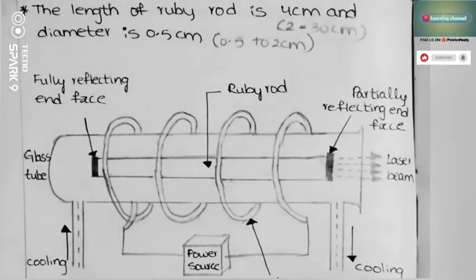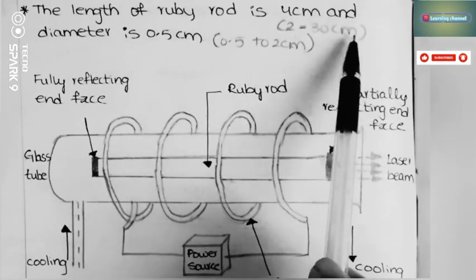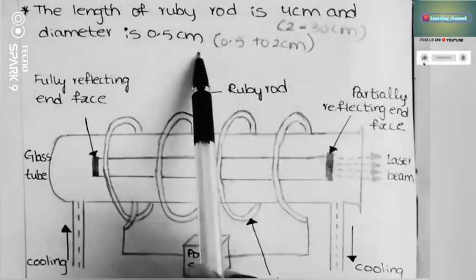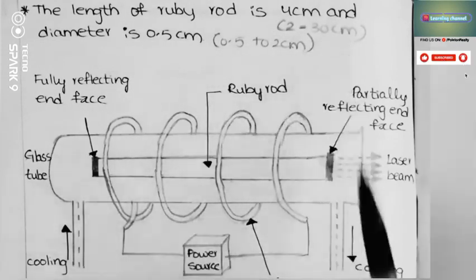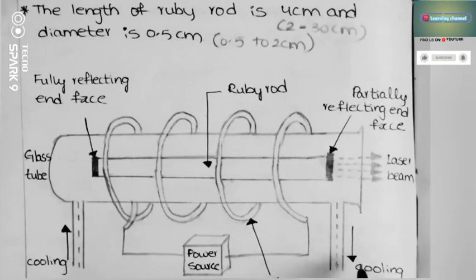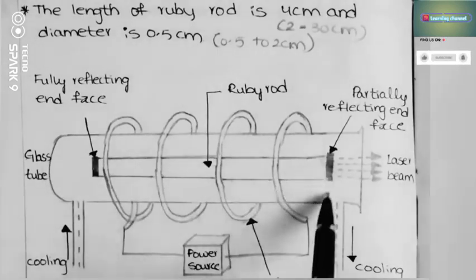The length of the ruby rod is 4 centimeters, though sometimes it may be 2 to 30 centimeters. The diameter is 0.5 centimeters, and sometimes it may be 0.5 to 2 centimeters. So this is the construction of the ruby laser. We have the active medium, that is the ruby rod.